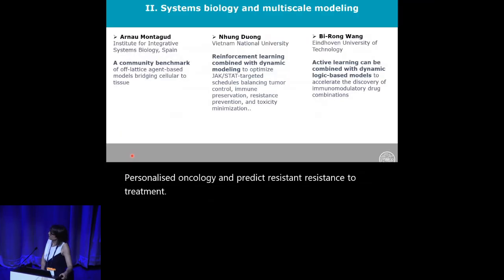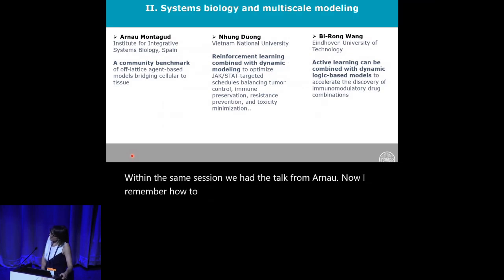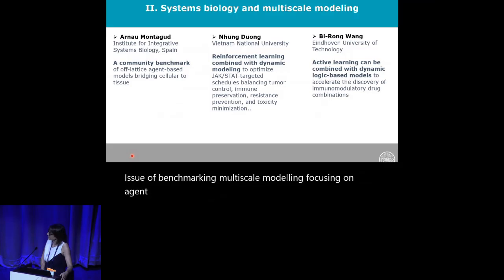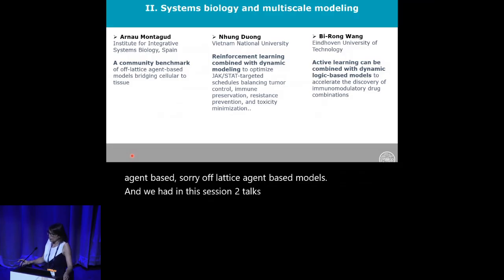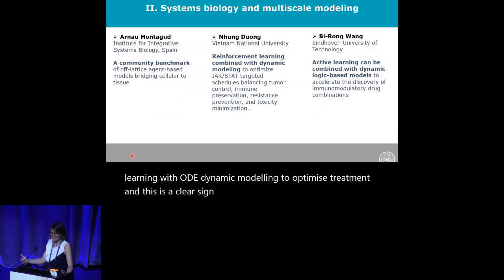Within the same session, we had the talk from Arnaud. Now I remember how to spell his name. And he addressed the important issue of benchmarking multi-scale modeling, focusing on off-lattice agent-based models. And we had in this session 2 talks combining machine learning with ODE dynamic modeling to optimize treatment. And this is a clear sign of where the field is going.